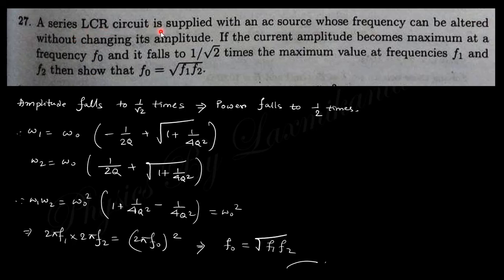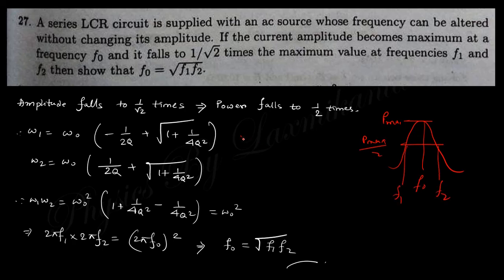A series LCR circuit is supplied with an AC source whose frequency can be altered without changing its amplitude. Its current amplitude becomes maximum at a frequency omega naught and falls to 1 by root 2 times the maximum value at f1 and f2. These are the points where the amplitude falls to 1 by root 2 times, which means the power falls to half. So in case of half power fall of the series LCR circuit, in this curve, this is the maximum power P max, and this will be P max by 2, and this frequency is f0 and these two are f1 and f2.